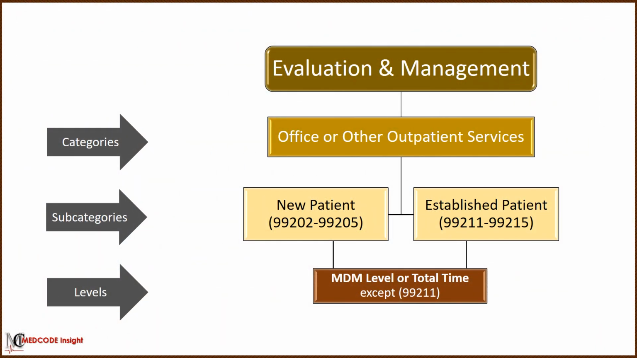Office or other outpatient services are further divided into two subcategories: new patient and established patient. The subcategories of evaluation and management services are further classified into levels, each identified by specific codes. The level of evaluation and management code is determined either by medical decision making, MDM, or time.